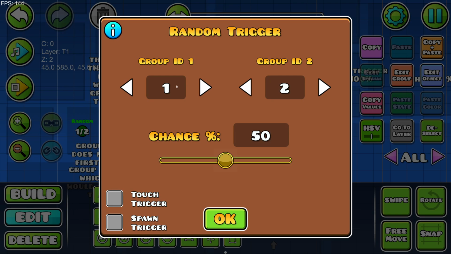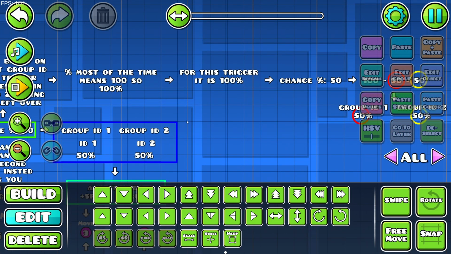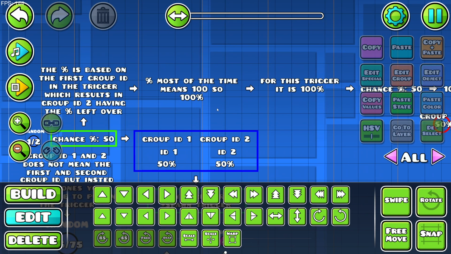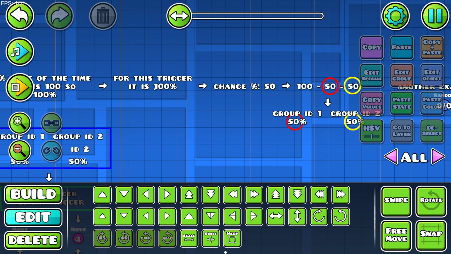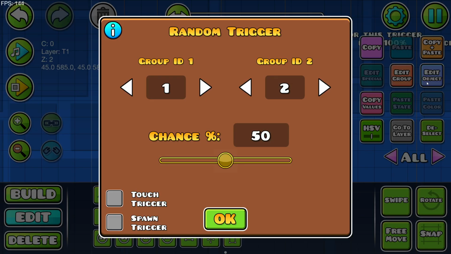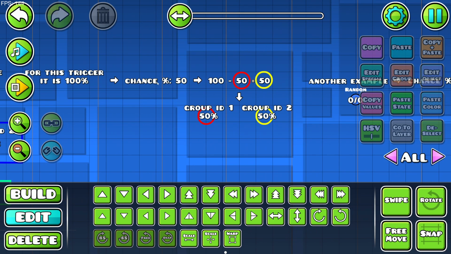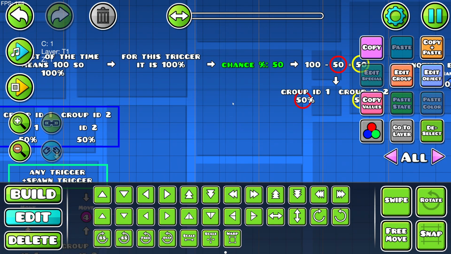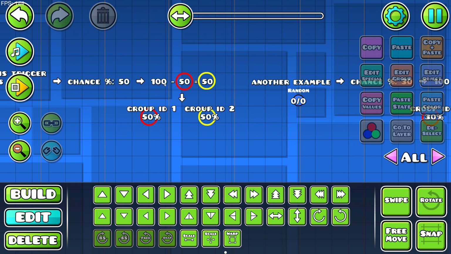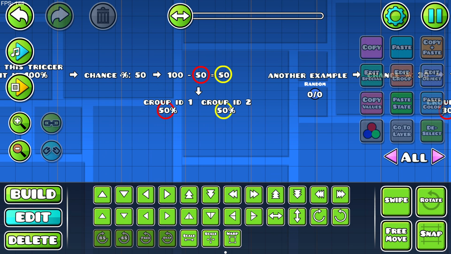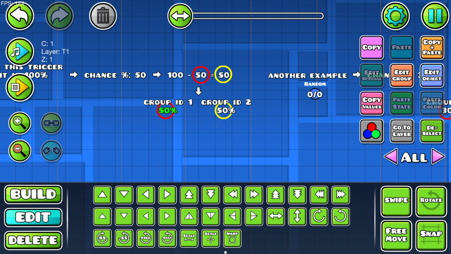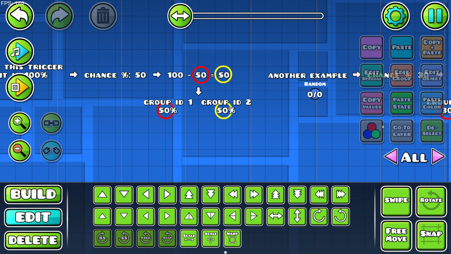The percentage you put is based on the first one, so you see here I put 50%, that means this will have 50%, and then that will have 50%. The reason why this works is because percentage usually means 100%, right? So for this trigger, it will always be 100%. There's no 101% or lower than 100, it's always going to be 100. So if you have the chance of 50, you're basically saying that 100 take away 50 will equal 50. Because you put chance 50, it will have 50, and then it takes away from 100, so group ID 2 will have 50.